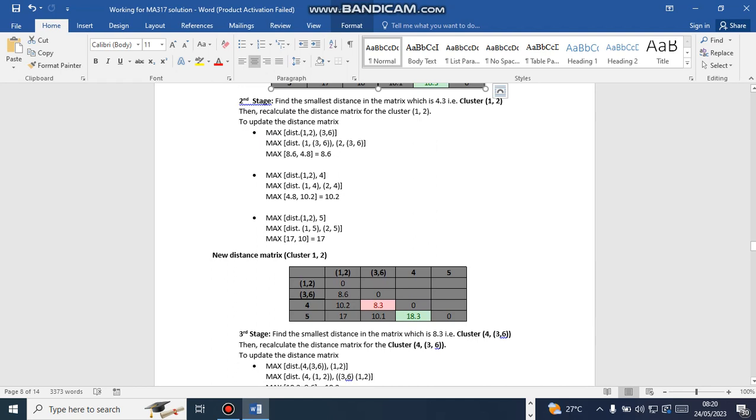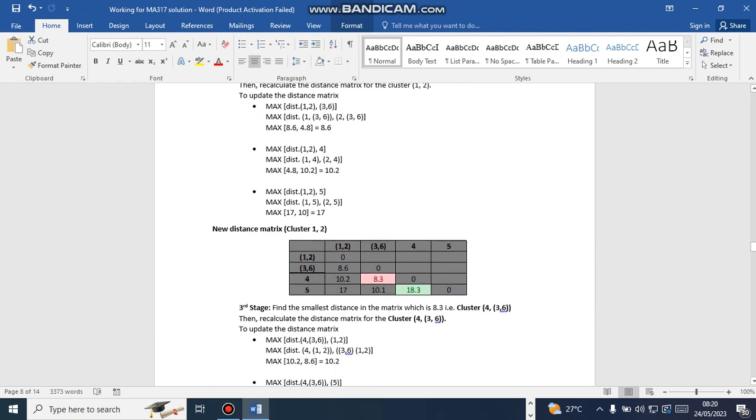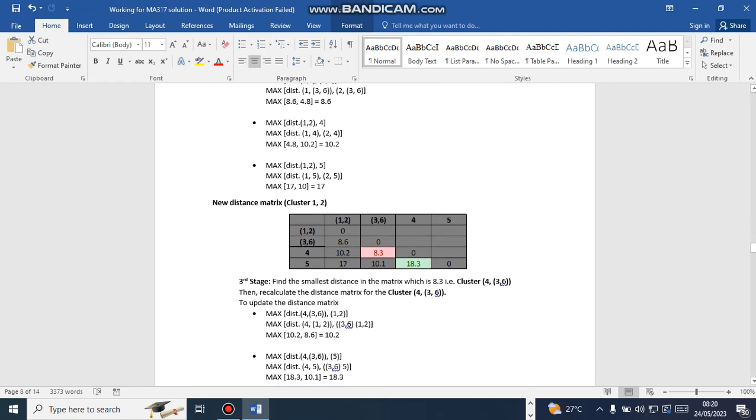So a new table for cluster 1 and 2 will give us this. Cluster 1 and cluster 2 are now matched together, which is a linkage between them. We are going to see it in the dendrogram at the end. That means 1 and 2 are linked together, and 3 and 6 are linked together. So let's continue. You will see the table at the end.